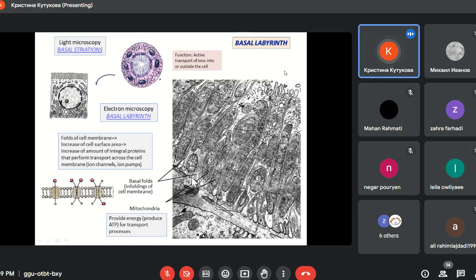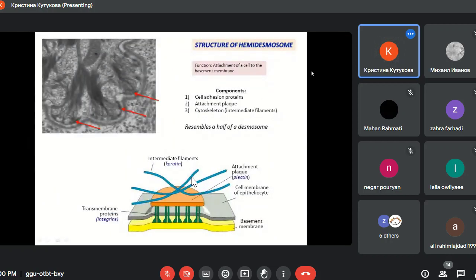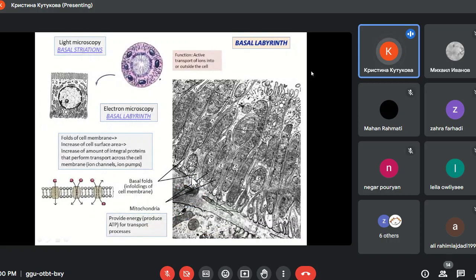So basal labyrinth is present only in those cells that perform this specific function, active transport of ions against concentration gradient. Examples of such cells are the cells of specific striated ducts of salivary glands, and also the cells of nephrons inside kidneys, and some other cells.